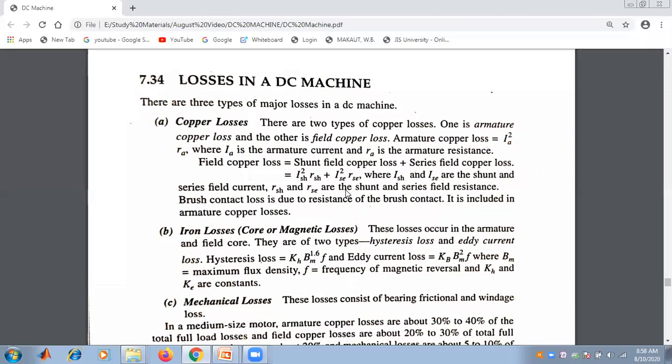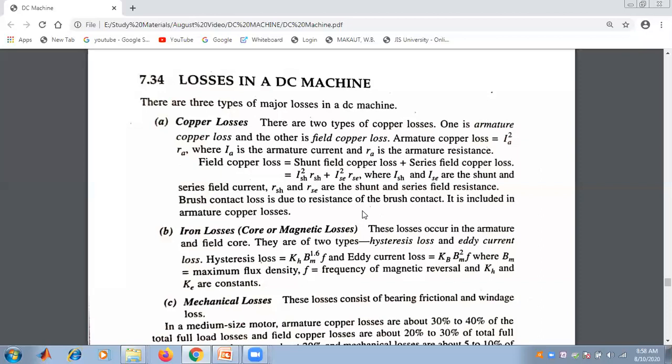That is Ish square Rsh plus Isc square Rsc, where Ish and Isc are the shunt and series field current, and Rsh and Rsc are the shunt and series field resistance. That is the I square R loss.